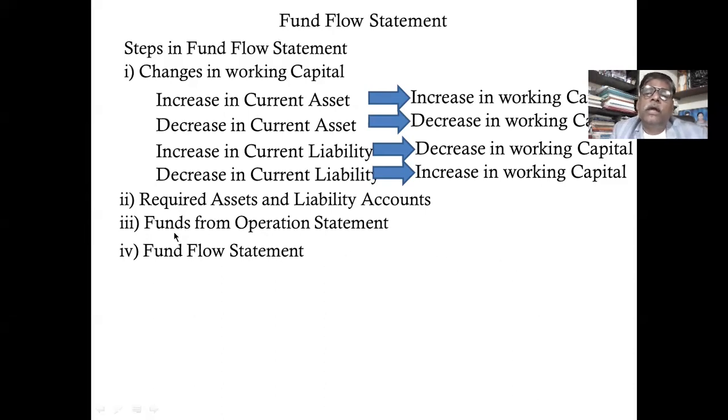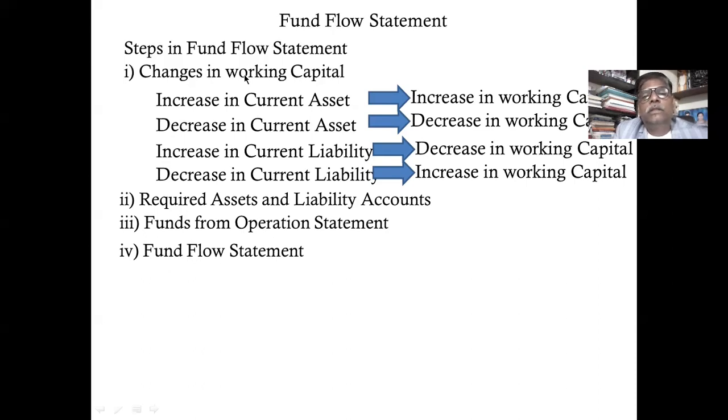And third, you calculate the funds from operation. Then last is the fund flow statement. Lastly, you prepare the fund flow statement. These are the steps for the fund flow statement. If all of these are required, then this is a 15 marks question.